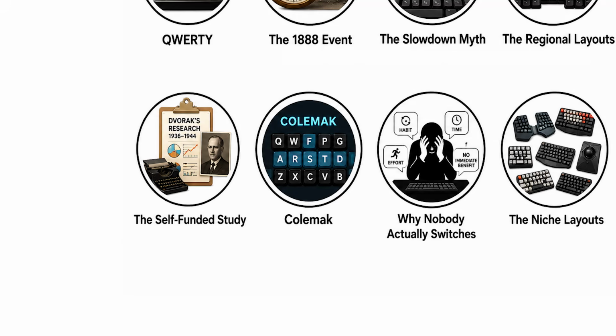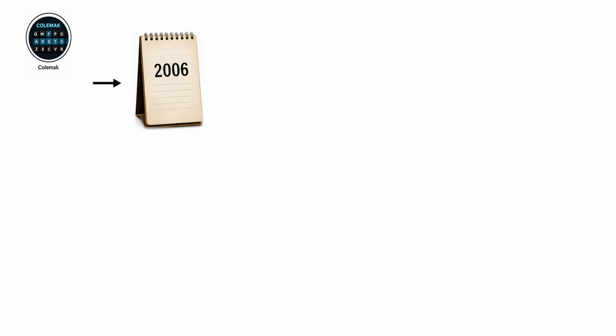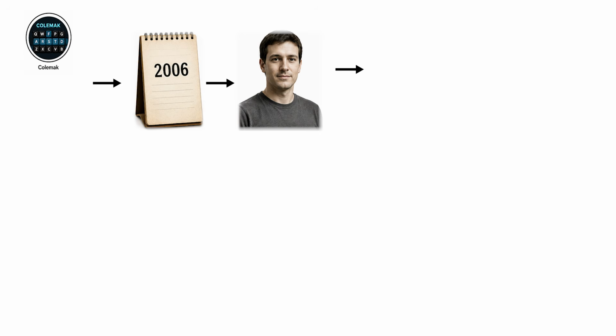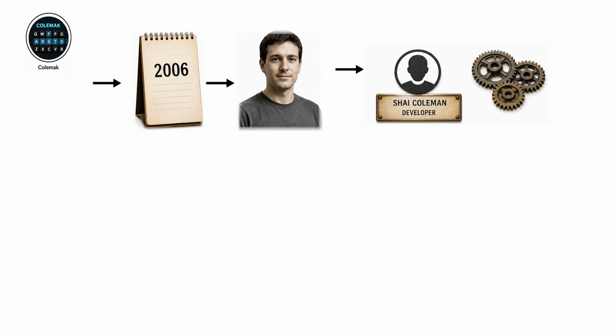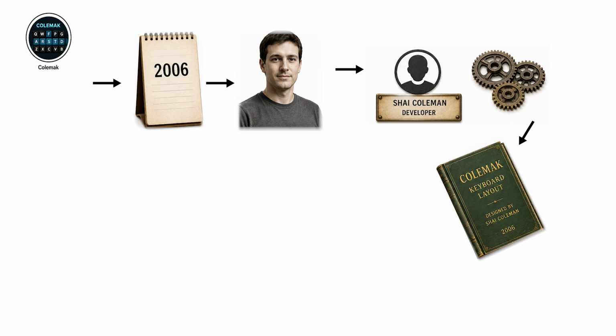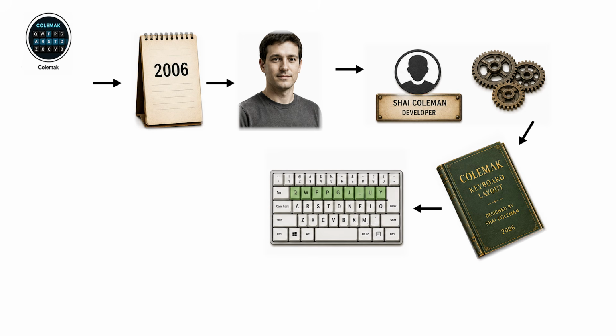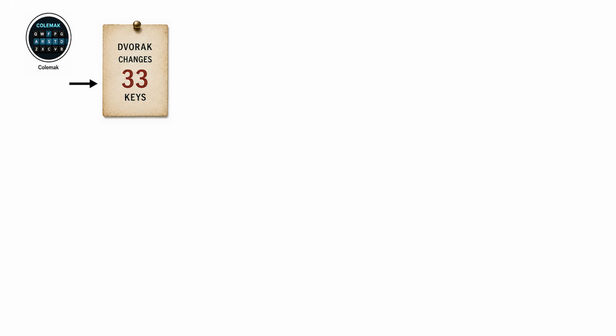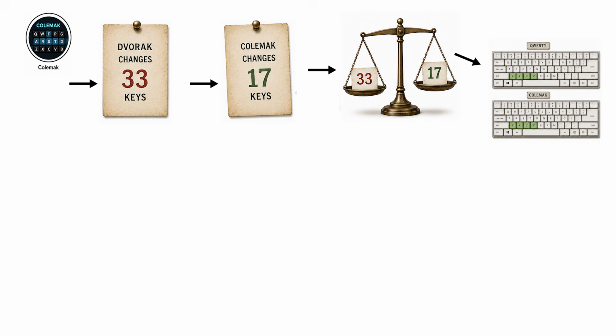Colemak, the engineering decision nobody talks about. In 2006, a developer published under the name Shay Coleman released a layout called Colemak with a specific, narrow goal: get most of Dvorak's efficiency gains without breaking the one thing that makes switching unbearable. Dvorak changes 33 keys from QWERTY. Colemak changes 17, roughly half. The specific decision that matters most.